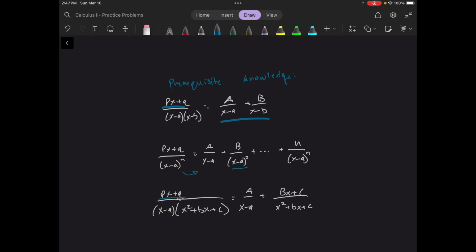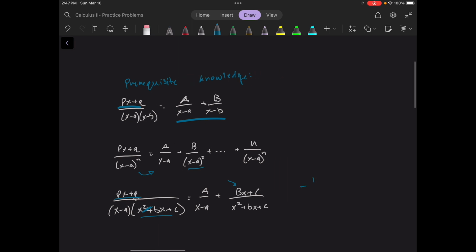Finally, we have this one, and we don't use it too often, but if we have some function px plus q over a factor x minus a and maybe another one, but we also have this factor which has an x squared in it. That's the key. If it has an x squared in the factor, then instead of a b here, it's a bx plus c.